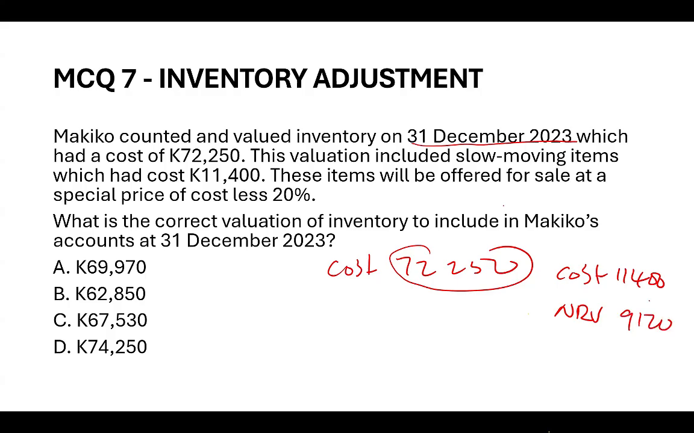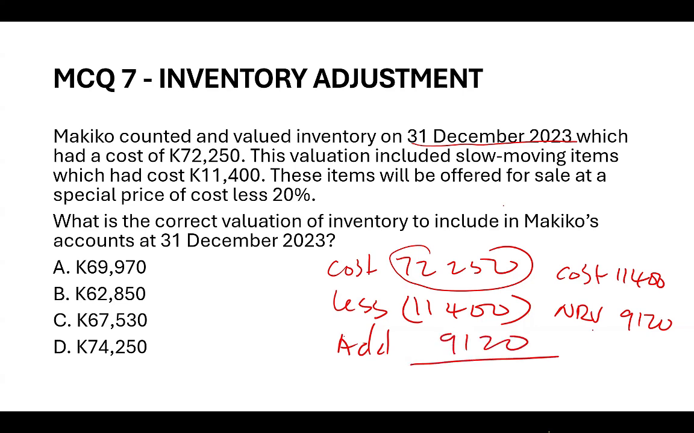So this 9,120, that's the NRV. That's the NRV, and it's lower. So what we do now to get the right valuation for this inventory, we will say, let's remove this inventory at its cost of 11,400 and add the same inventory at its NRV of 9,120. That should give us the correct valuation.